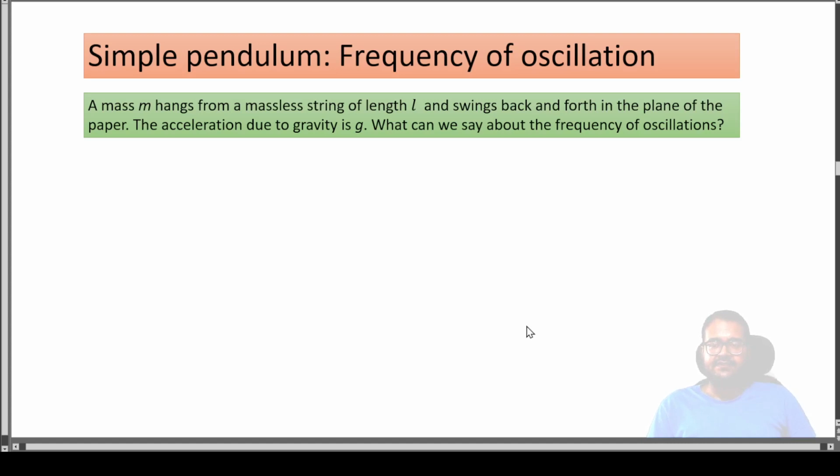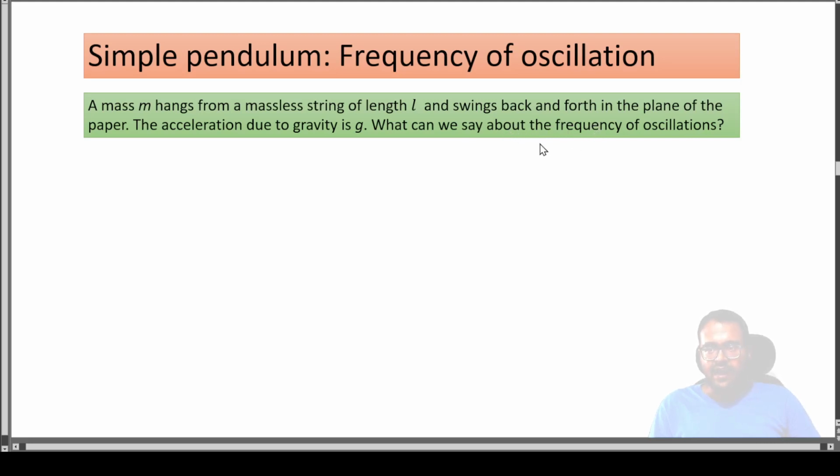It can be derived from dimensional analysis apart from that exact constant factor. So the problem is very simple. A mass hangs from a massless spring of length L and swings back and forth in the plane of the paper. The acceleration due to gravity is g. So what can be said about the frequency of oscillation?